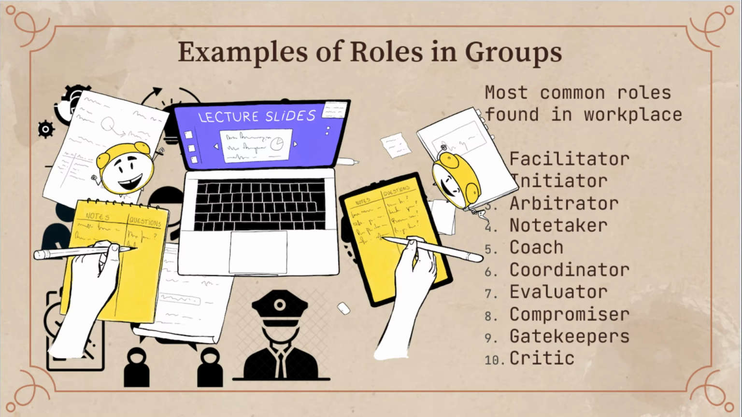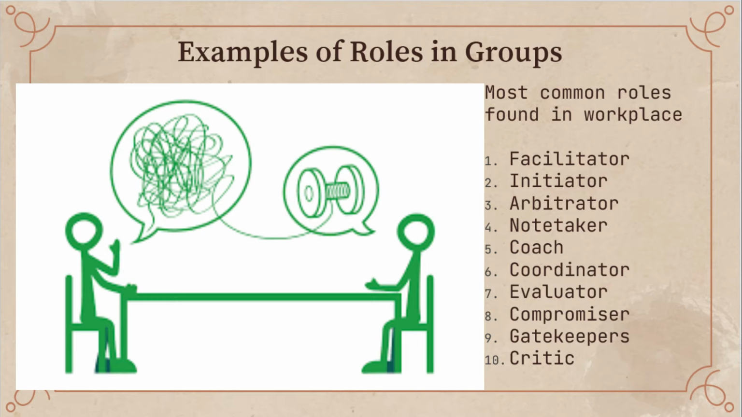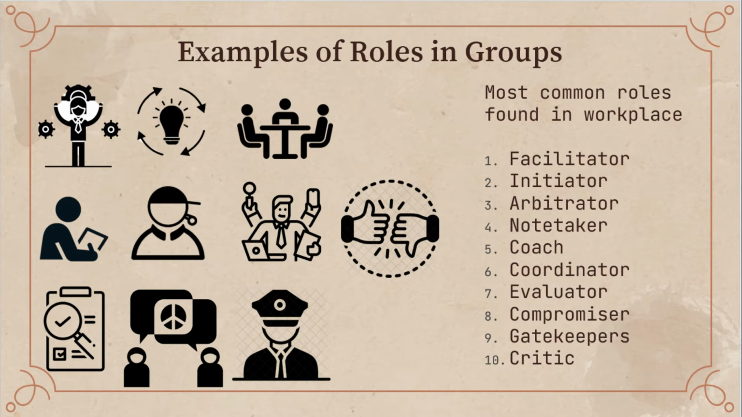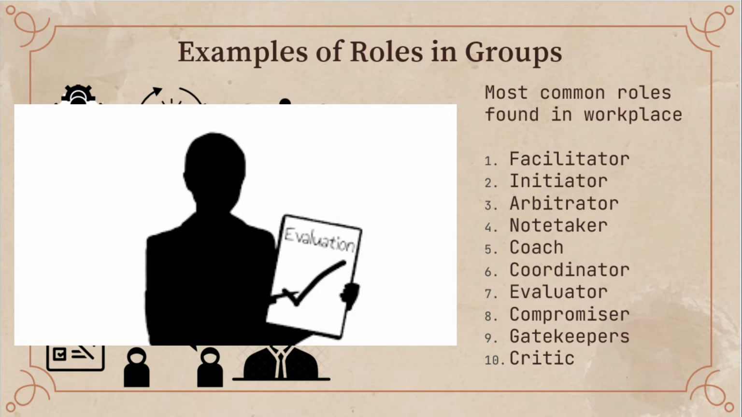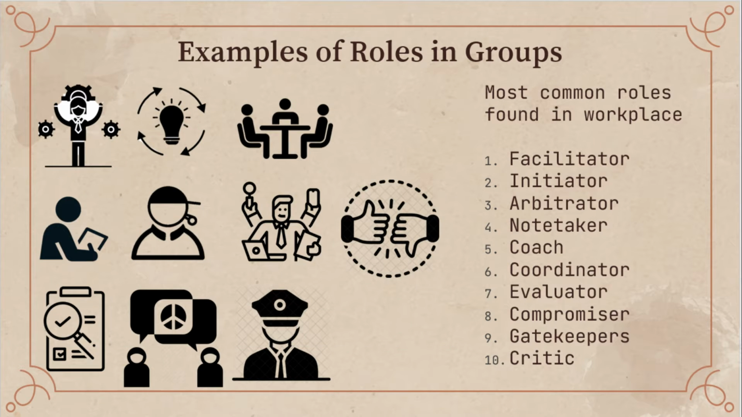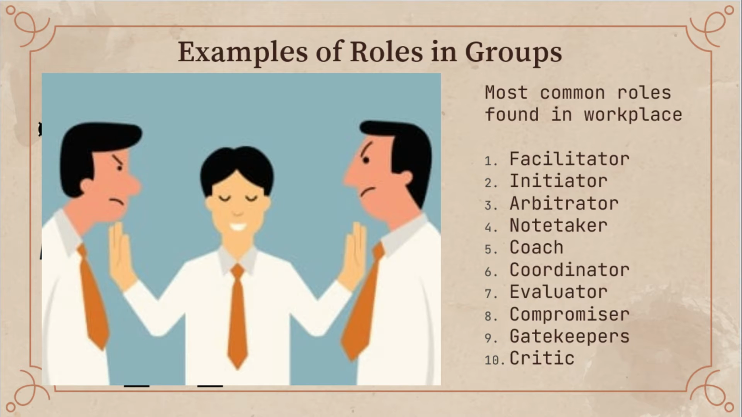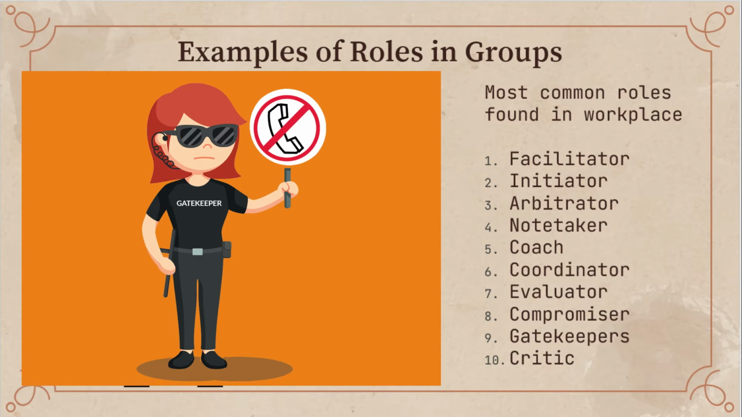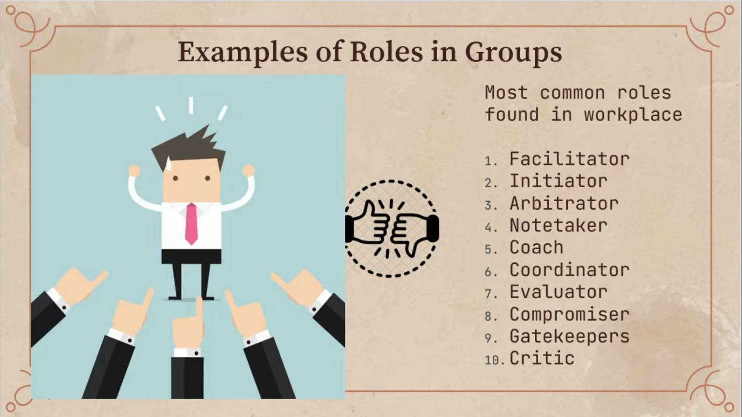Note takers have the critical role of recording team meetings and maintaining documentation of the activities. Coaches provide their team members with individualized support throughout the project. Coordinators bring people and information together to help them collaborate on common goals. Evaluators measure the team's progress in working toward the group objective. The compromiser recognizes when conflict occurs between team members and formulates strategies for reaching a compromise. Gatekeepers focus on encouraging communication between group members, and the critic encourages others on their team to consider all sides of an idea or argument before concluding.